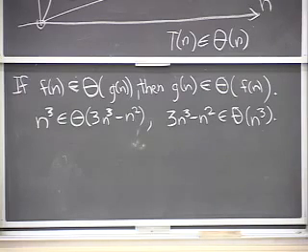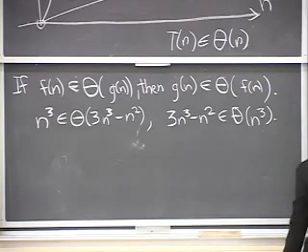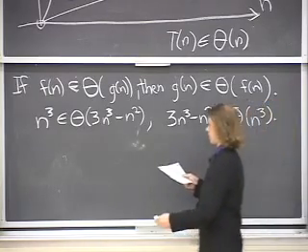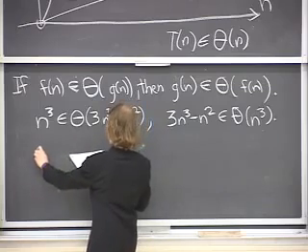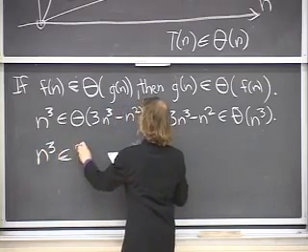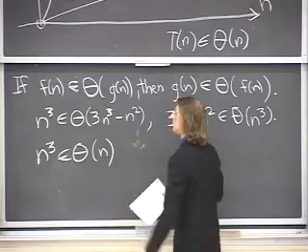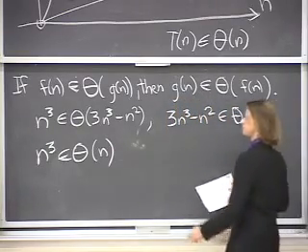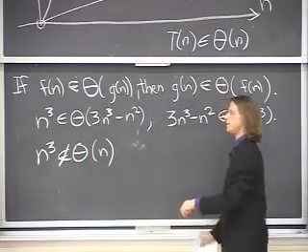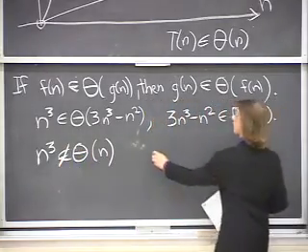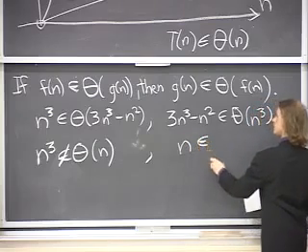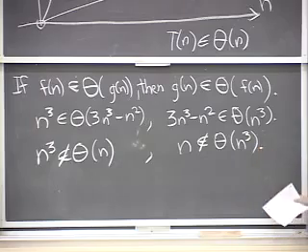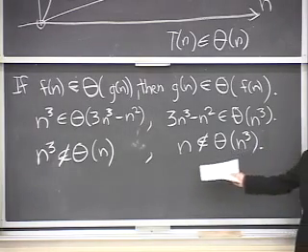But since for a function to be in big theta of some other function, the other function has to be both an upper bound and a lower bound, that means that, for instance, n cubed is definitely not in big theta of n, because n is not an asymptotic upper bound for n cubed. So that's a no-no. And the reverse is true as well. N is not in big theta of n cubed, but for the opposite reason, because n cubed is not a lower bound on n.